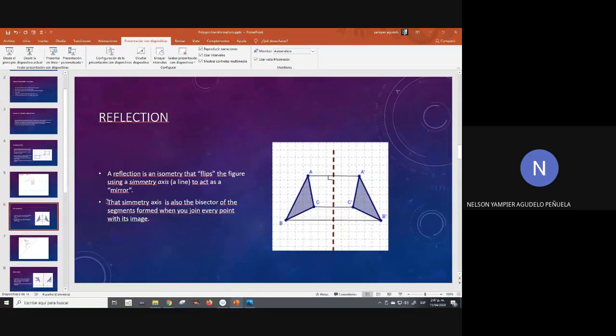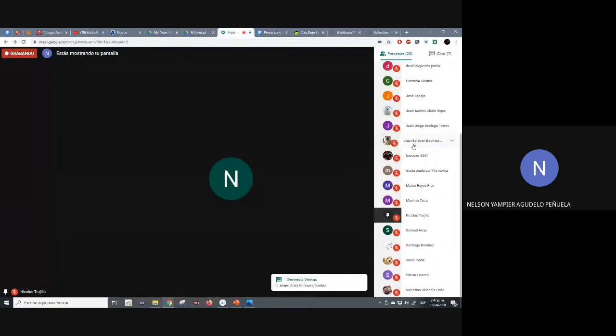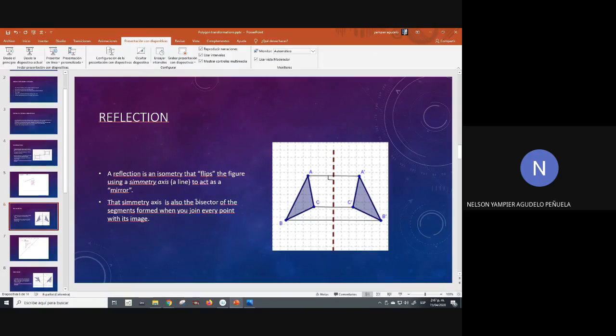Another important thing: that symmetry axis is also the bisector of the segments formed when you join every point with its image. So I am going to ask one person to answer some questions to help you all understand this better. So Santiago Ramirez, hello. Hi, how are you, Santiago? Fine, and you? Fine, fine. Okay, I have a question for you, Santiago. Look, do you remember the meaning of bisector? What is a bisector?